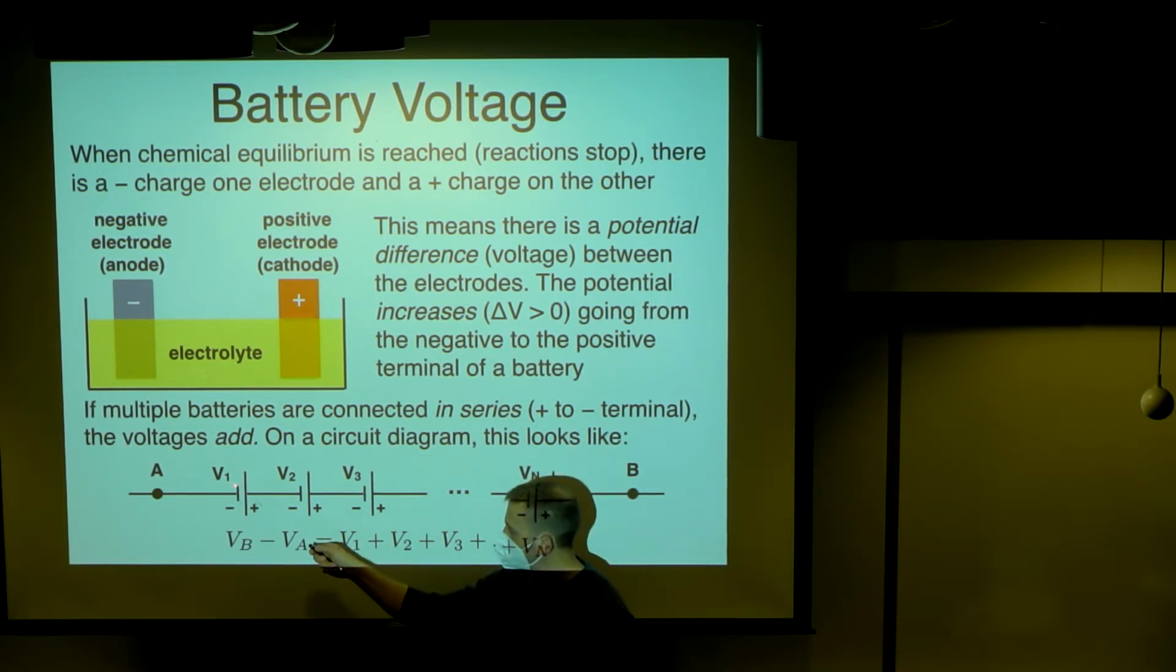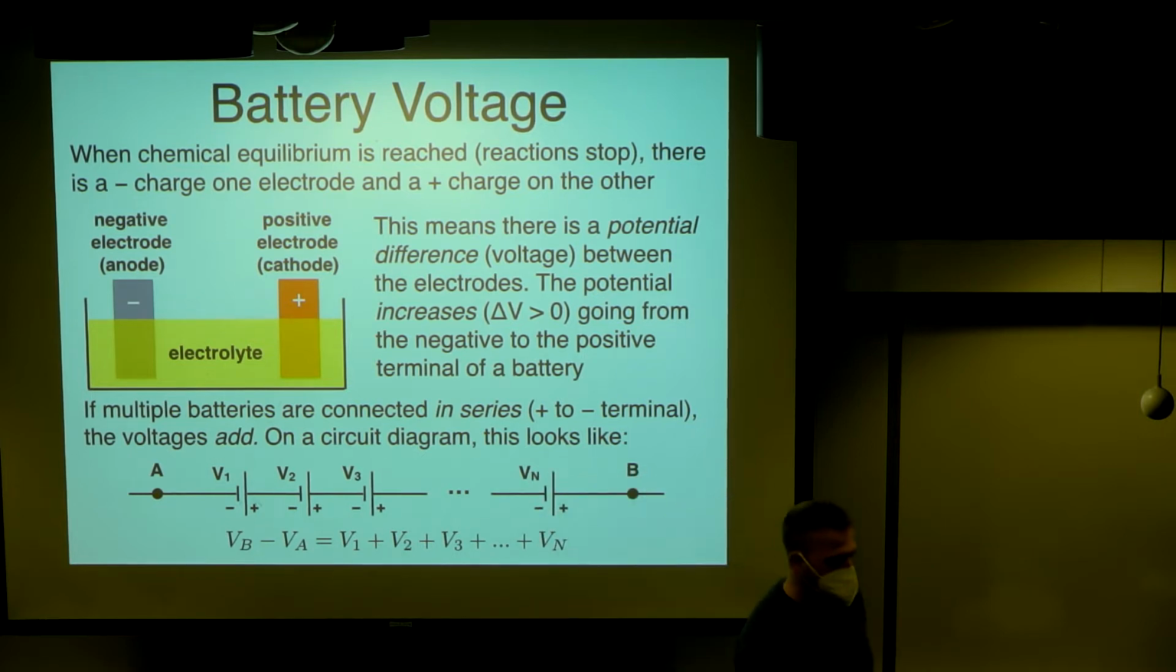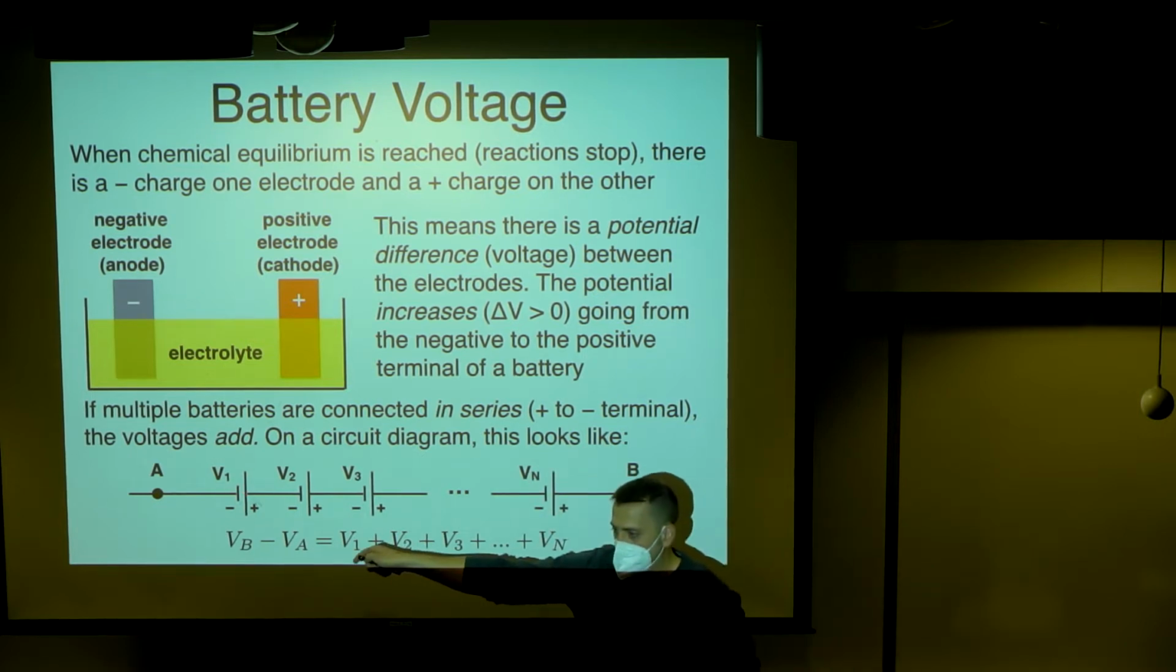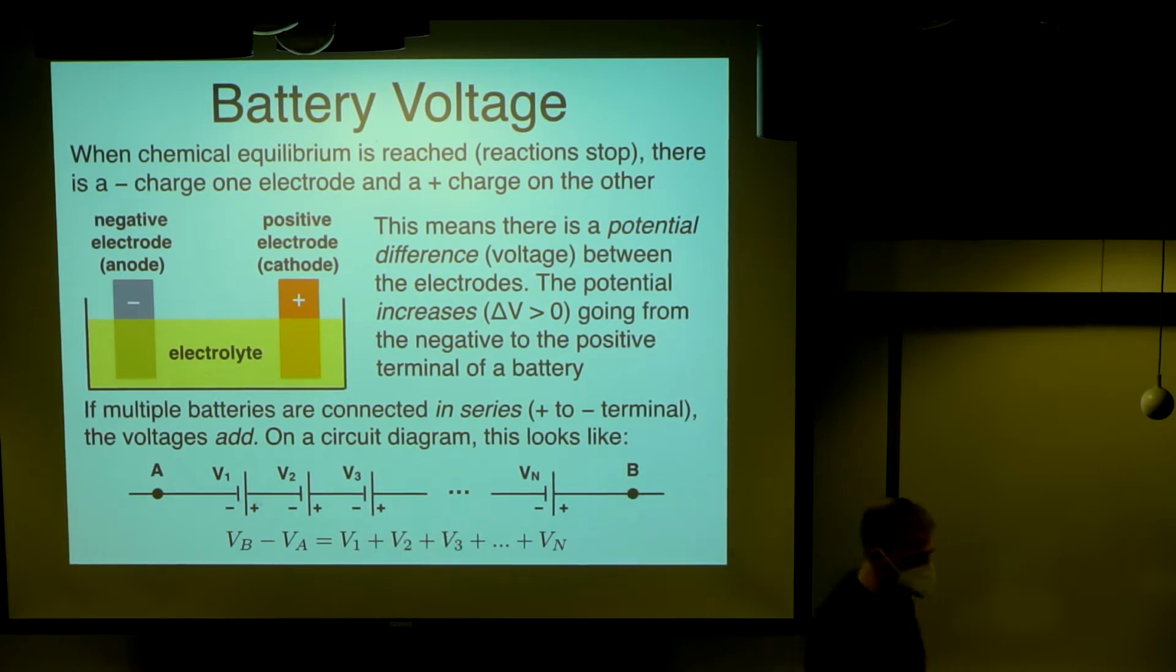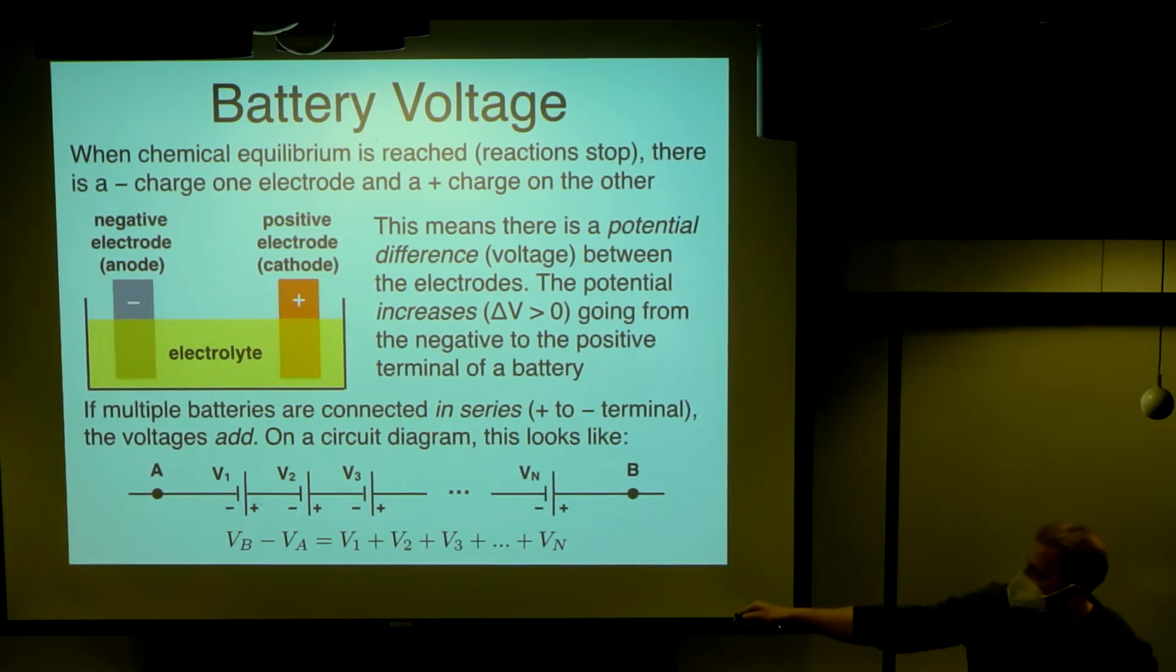If you see this symbol where we have a short line and a long line, that denotes a battery. The short line denotes the negative terminal. The long line denotes the positive terminal. So what I'm showing you here is N of these things connected together in series.